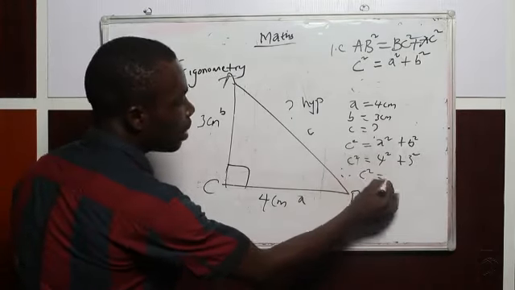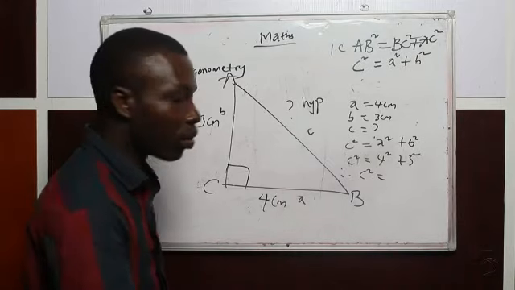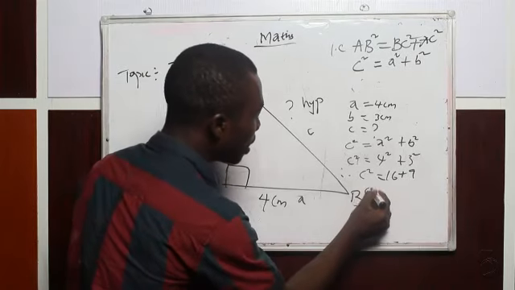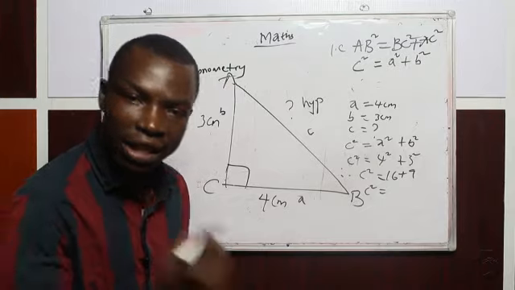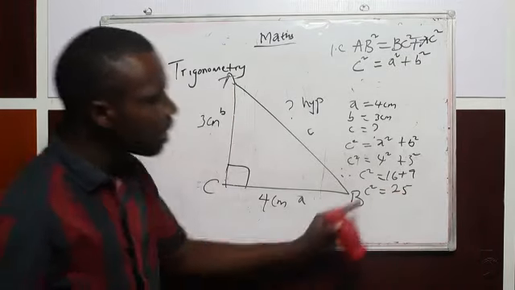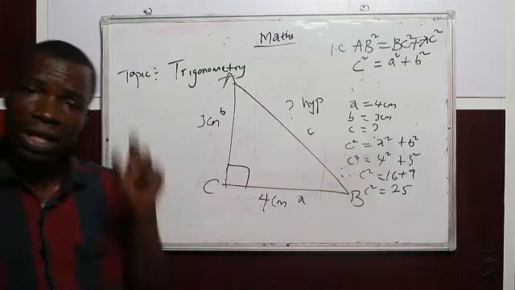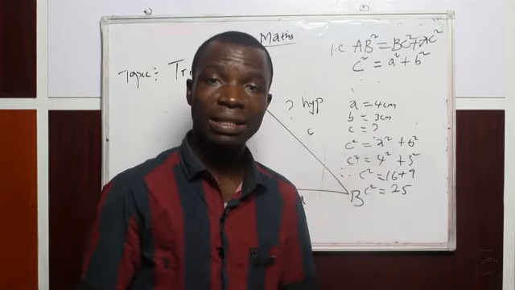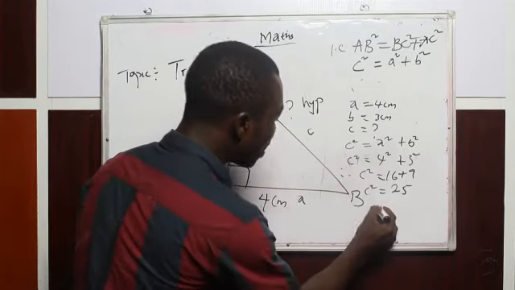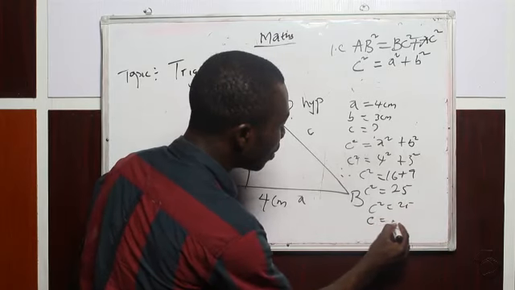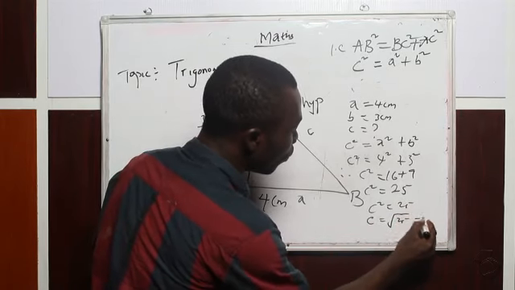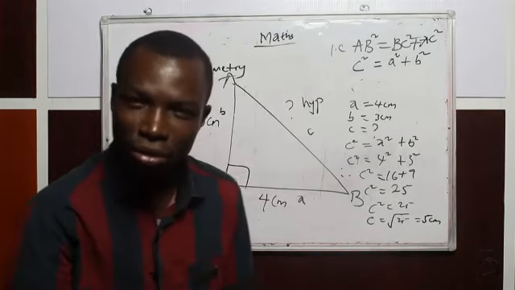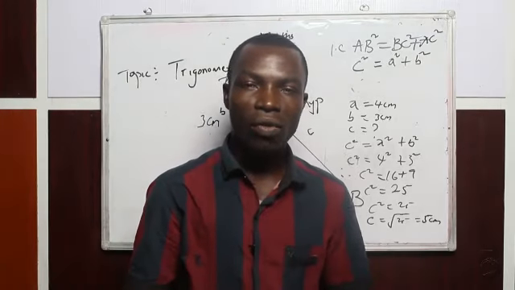Therefore, C square is equal to 4 square, which means 4 times 4, which is 16, plus 3 square, which means 3 times 3, which is 9. C square is equal to 16 plus 9, which gives us 25. But this is C square, not C, because they ask us to compute the longest side of the triangle. Therefore, C square is equal to 25. Our C is equal to the root of 25, which is equal to 5 centimeters. Therefore, our hypotenuse side, according to Pythagoras, is equal to 5 centimeters.